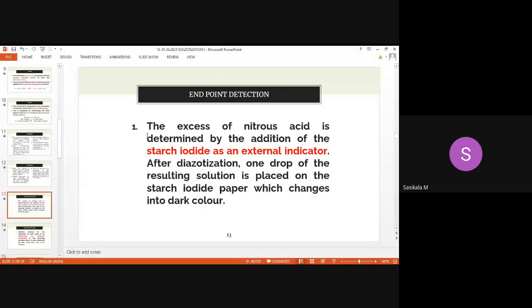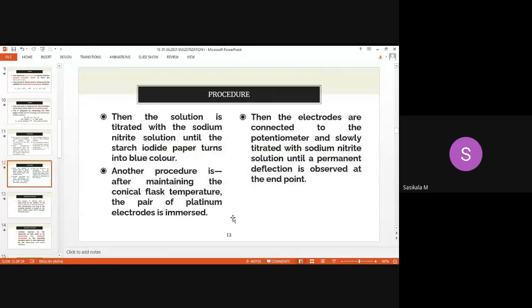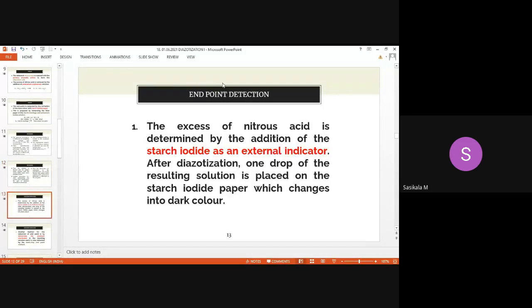Now let's see different types of endpoint detection. As we have seen, one is potentiometric detection and one is indicator detection. Let's see what other endpoint detection methods are applicable for the diazotization method. Hope you have understood the steps involved in the diazotization method.